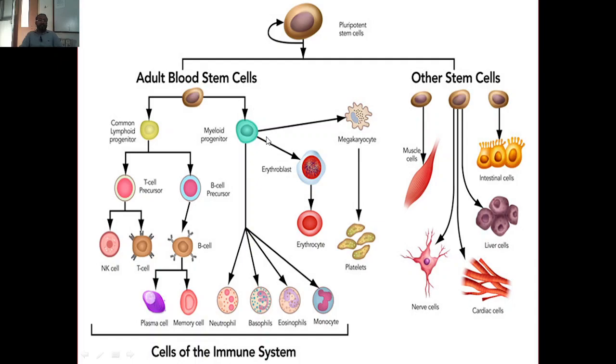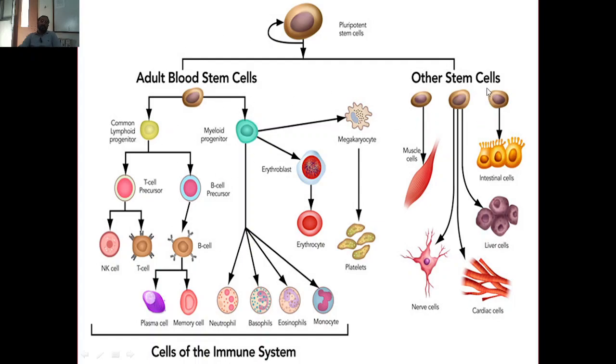Whereas in myeloid progenitor, specifically all the blood related cells, erythroblasts, which is nothing but RBC. Then we are having megakaryocytes to develop the platelets, and directly the other entities in the blood, like other blood cells, what you can call neutrophils, basophils, eosinophils, monocytes, all those things. So that was about adult blood stem cells.